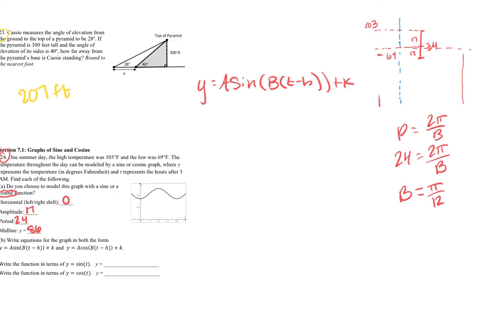Everything else is going to be the same, except the sine graph is right side up. It's not upside down. It has not been reflected. So we just need y equals our positive 17 sine. Our b is still the same, it's pi over 12. And then remember, we shifted our graph to the right, so t minus 6. And then we're still going to move this graph up by 86. So that's our sine equation.